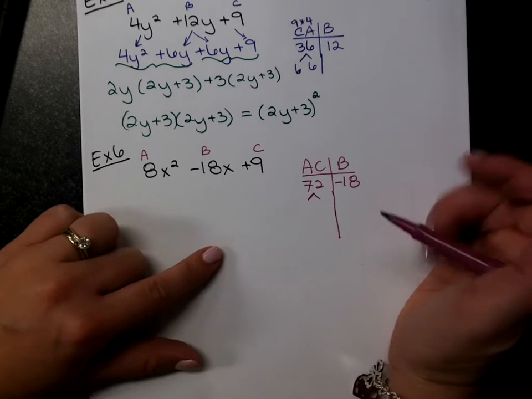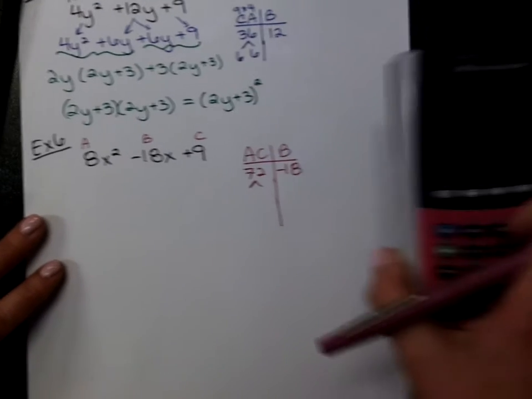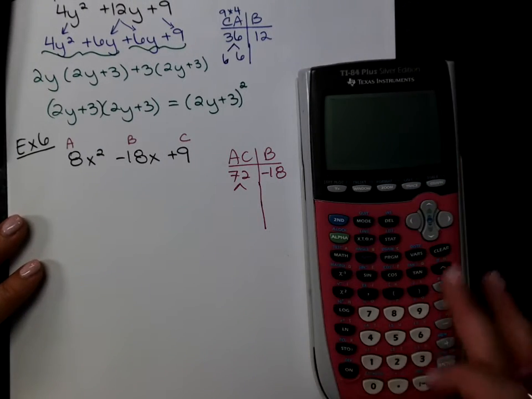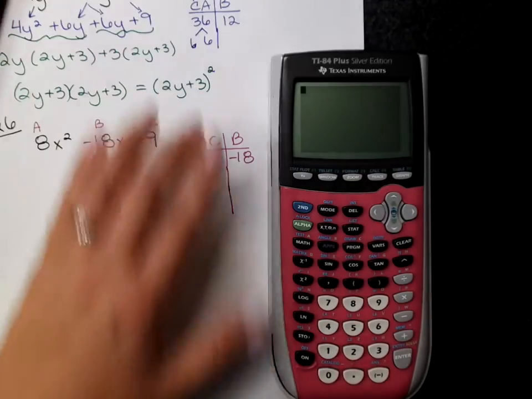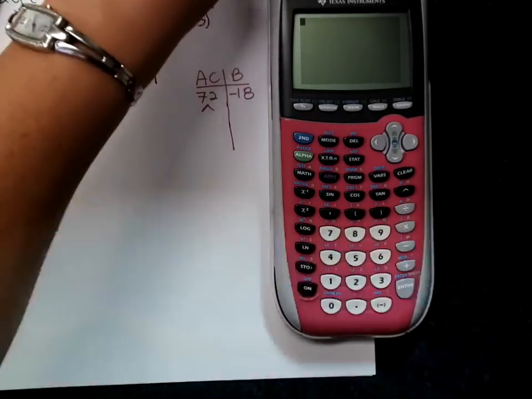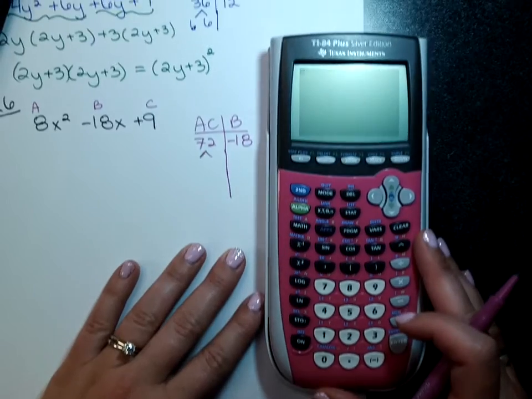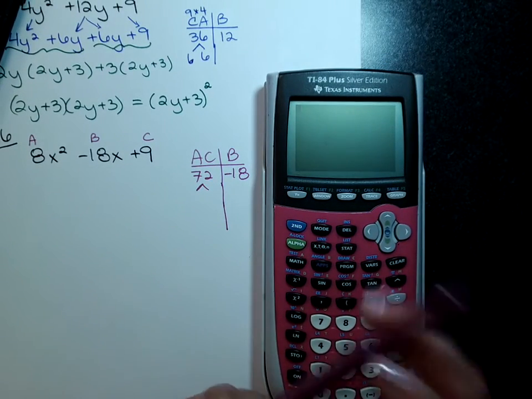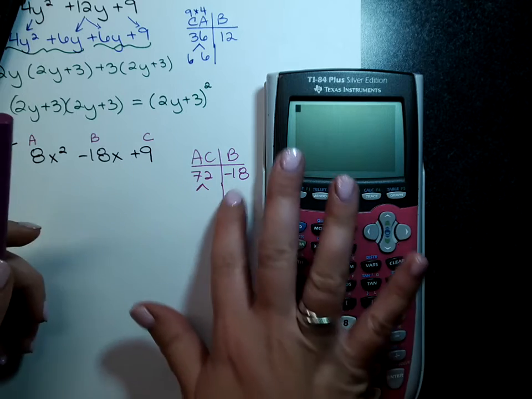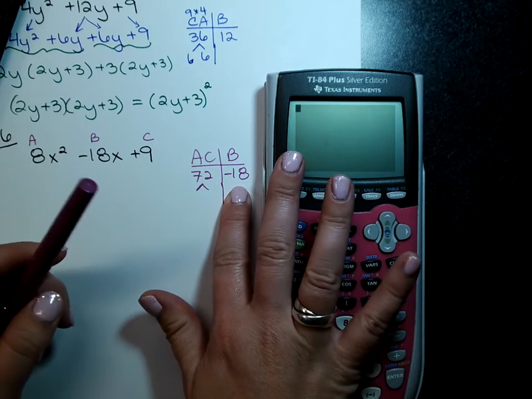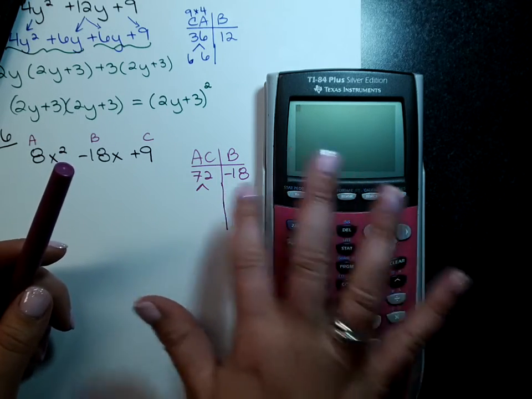You might not know that in your head. Let me show you a way to do this in the calculator. If you have a graphing calculator, let me turn the light on so you can really see it. Maybe. There we go. Ooh, too bright. Alright, so 72 has a lot of multiples. So many. And we don't know which ones are going to add to negative 18. Maybe you know, but if you don't, let me show you what you can do.